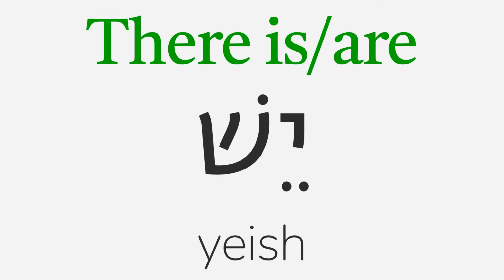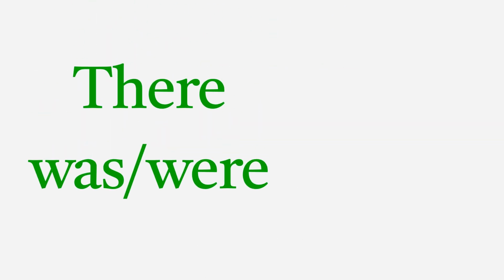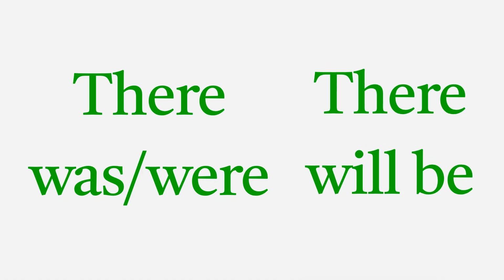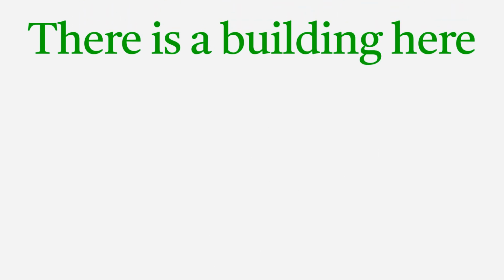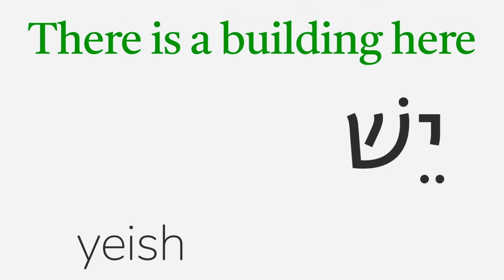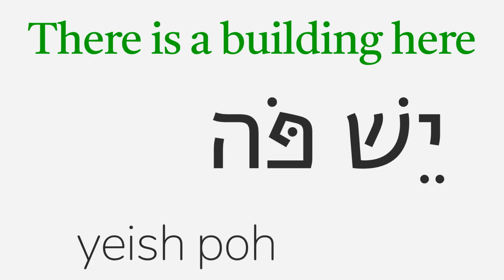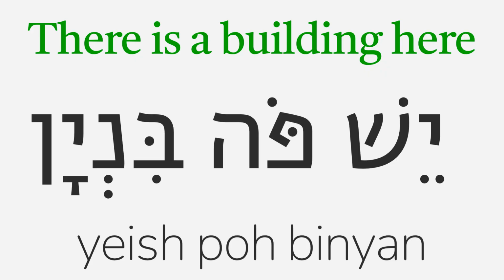We've seen before that the word yesh can mean there is or there are. This word is only used in the present. If we want to talk about things that were in the past, or things that will be in the future, we must use the verb lihiot, to be. For example, to say there is a building here, we say yesh, there is, po, here, binyan, a building. Yesh po binyan, there is a building here.